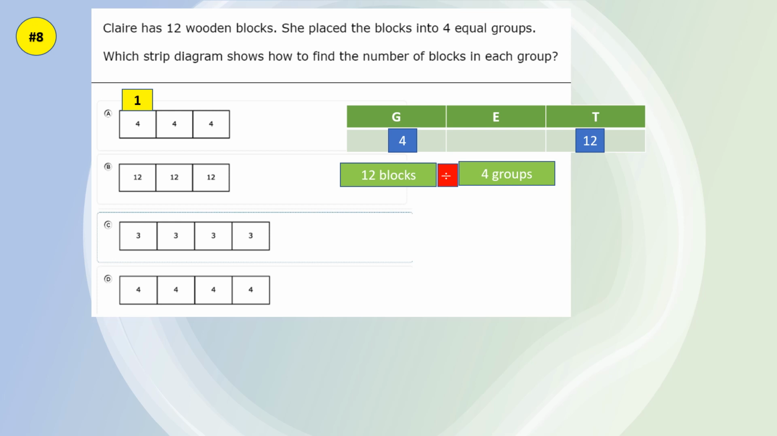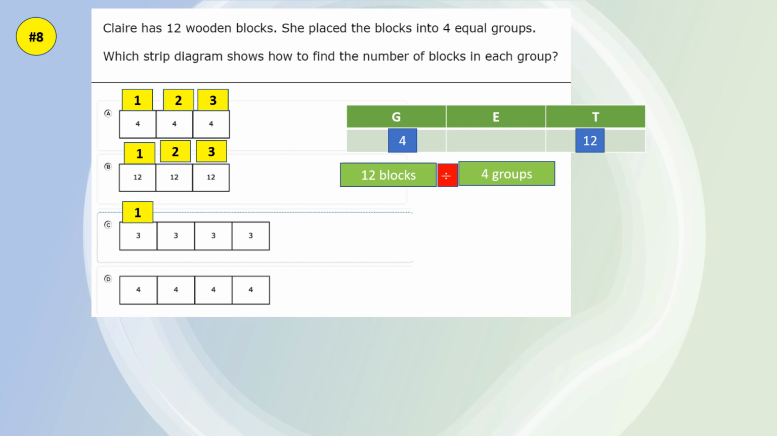So for answer choice A, I have 1, 2, 3 groups. Well, it can't be A because it's not 4 groups. So let's move on to B. For B, I have 1 group, 2 groups, 3 groups. Well, it can't be B because that's only 3 groups. So for C, let's take a look.